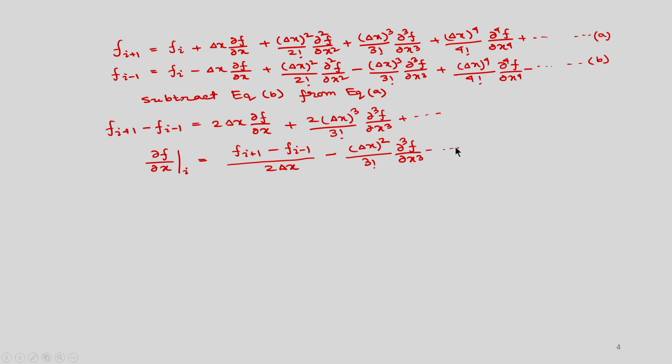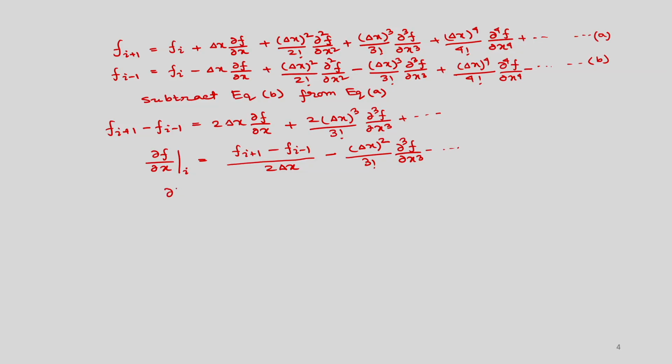Okay. So, you can see if you truncate it here, then you are actually using 2 points, f i plus 1 and f i minus 1, while finding the derivative at point i. Okay. And the leading order term is having delta x square. So, your truncation error order is delta x square. So, you can write del f by del x at i is f i plus 1 minus f i minus 1 divided by 2 delta x, because these are separated by a distance 2 delta x.